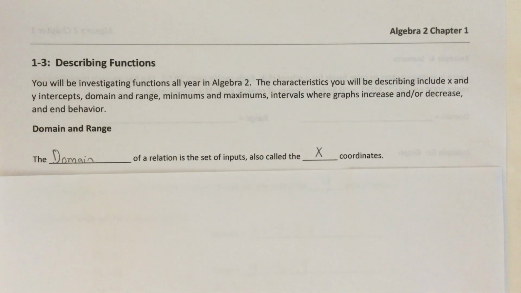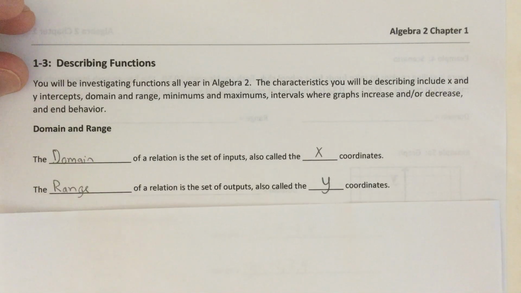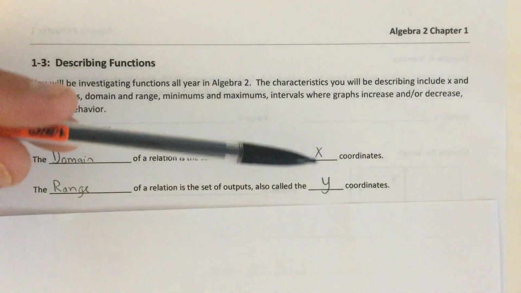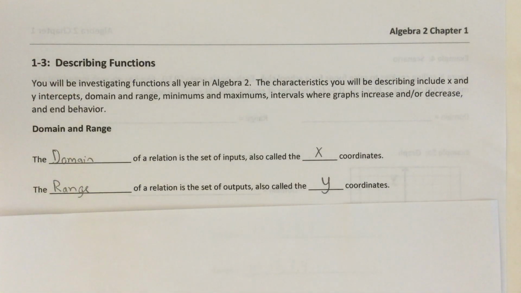Domain is just the set of inputs or the x values for an equation or graph or representation. Okay, so domain is x, and range is the set of outputs or the y values. So the way I remember it, D comes before R in the alphabet, X comes before Y in the alphabet, so domain is your X and range is your Y.